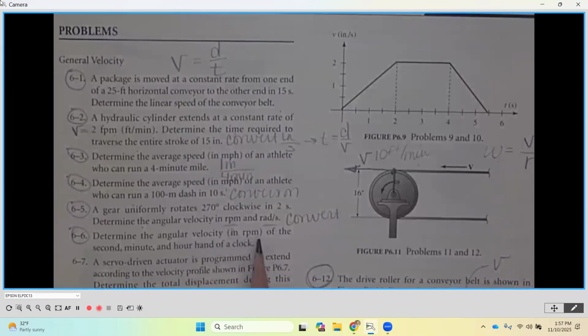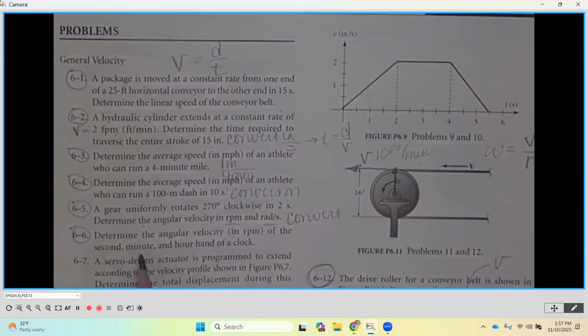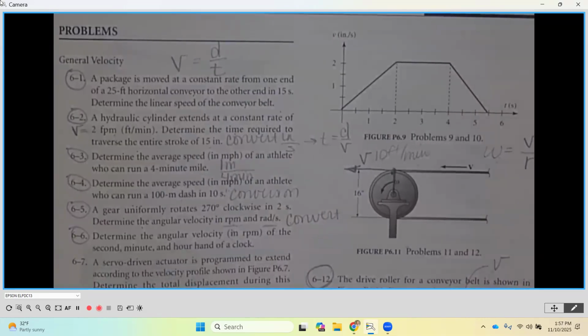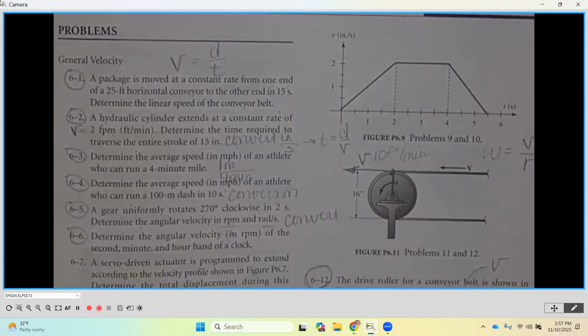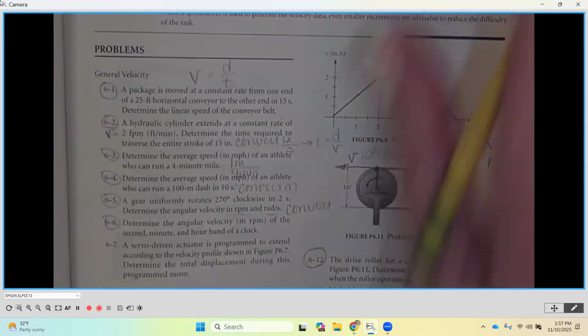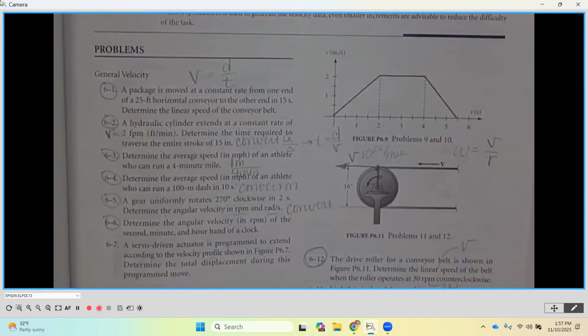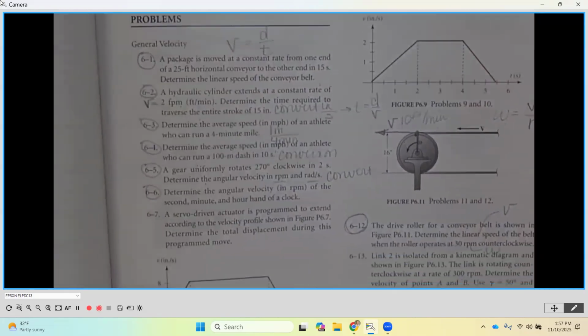Determine the angular velocity in RPMs of the second, minute, and hour hand on a clock. Well, that's kind of fun. So you want to calculate in RPMs what each one of those are. One of them is 1 RPM. All right, so those are kind of the first introductory ones. And those are writing out. There really isn't a diagram unless you want to add that for those.